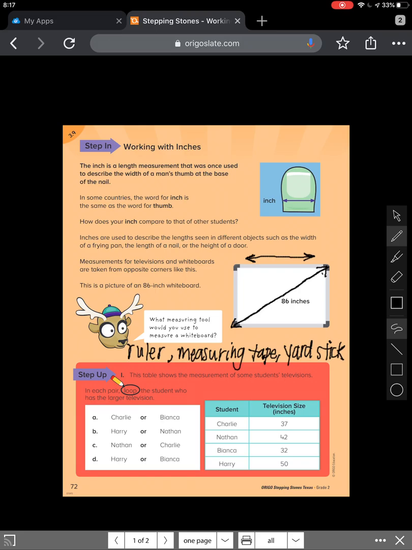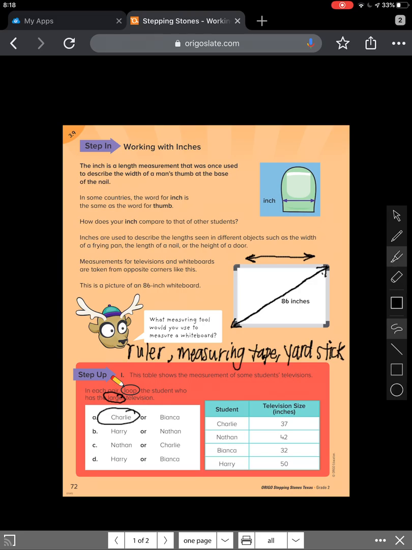Step up. This table shows the measurement of some students' televisions. In each pair, loop the student who has the larger television. Okay, so the first one next to letter A that we're going to be looking at is Charlie and Bianca. So let's look at our tens place. I have a 3 and a 3. Now I'm going to move over to my ones since those are the same. A 7 and a 2. And I want to know the larger. So it looks like Charlie.